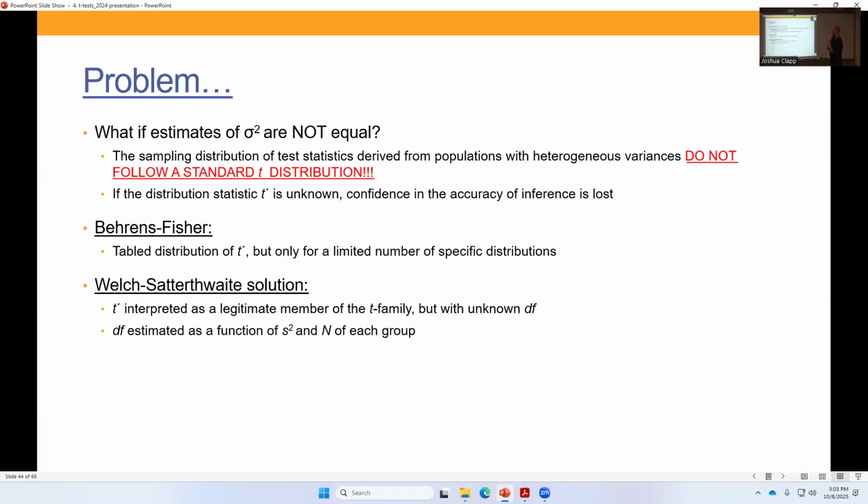And so what we use now, anytime you look at output from a statistical program and it has unequal variances or equal variances not assumed, what it's probably doing, and this is what SPSS is doing, is giving you what we call the Welch-Satterthwaite solution to this. Okay. And the assumption underlying Welch-Satterthwaite is that we've got a t prime that does follow a legitimate pattern in the t family. We just don't know what the degrees of freedom are.